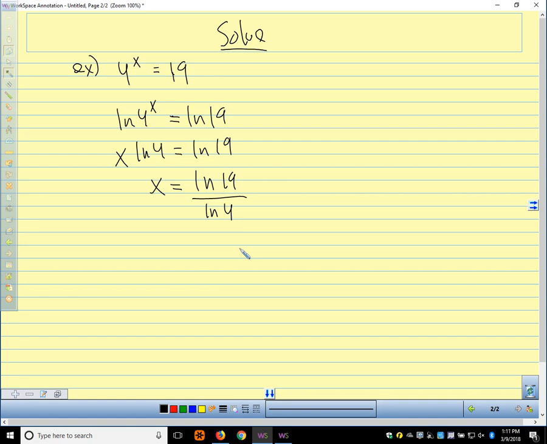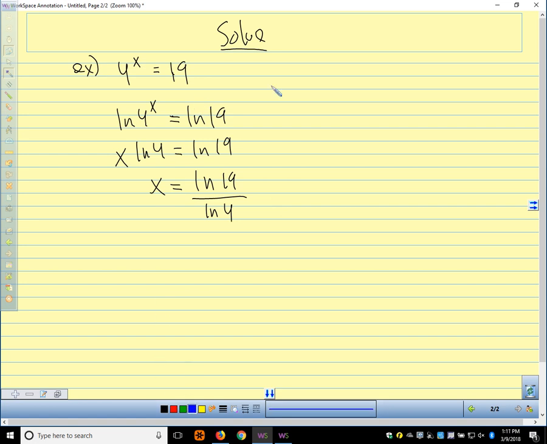Could do the same thing with a common logarithm. Some of them say leave it like that. Some of them say put it in your calculator and evaluate it to some hundredth decimal.